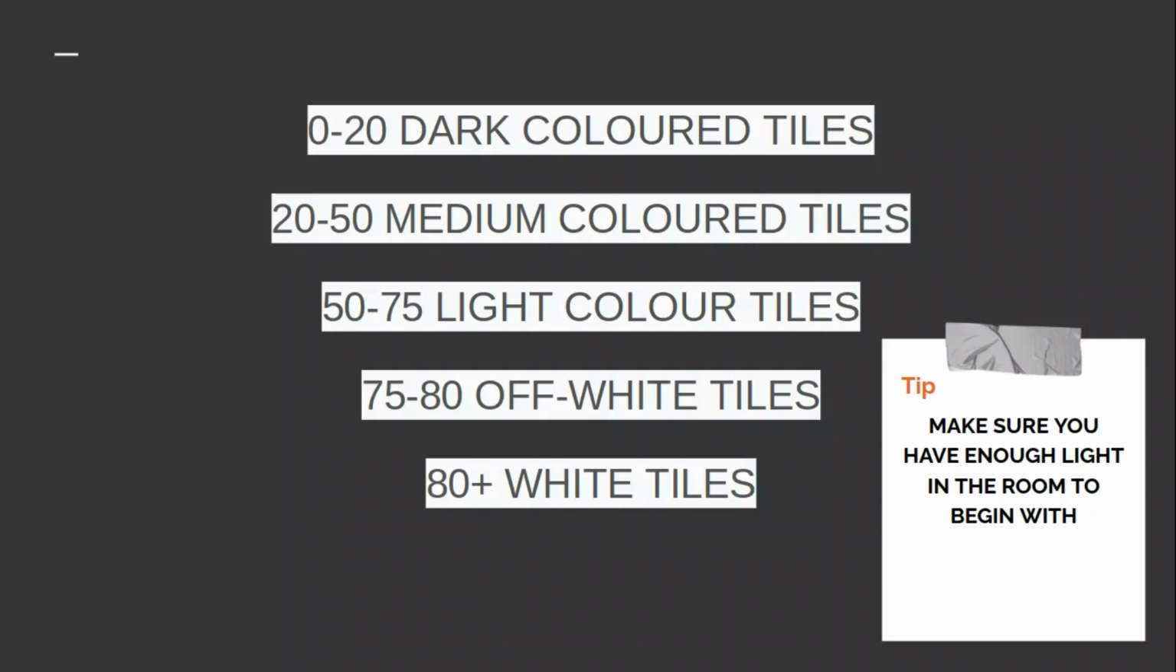So the next category is the 20 to 50 that I have here, the medium color tiles. Basically, these tend to hold themselves a bit better in dark environments. So if you have a not so well lit space, and you don't have control over changing the lighting, and you do want to go with darker tones, these are the tiles you want to choose, not the 0 to 20, because they're going to hold better. You're going to be able to see the patterns better, and at the same time they're not going to absorb as much light.